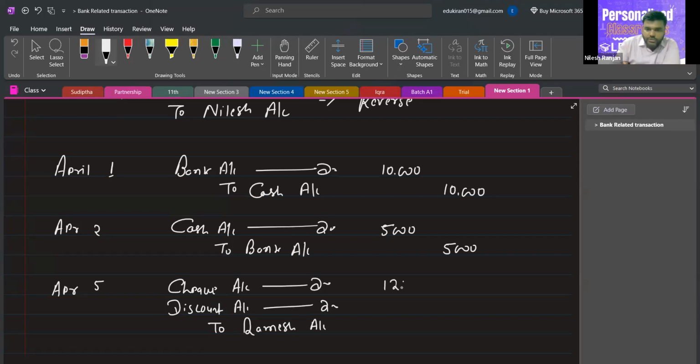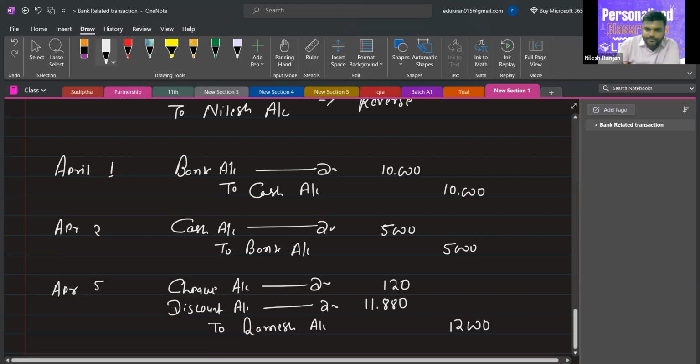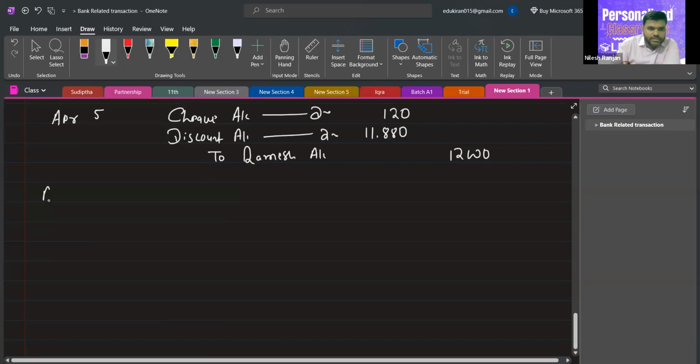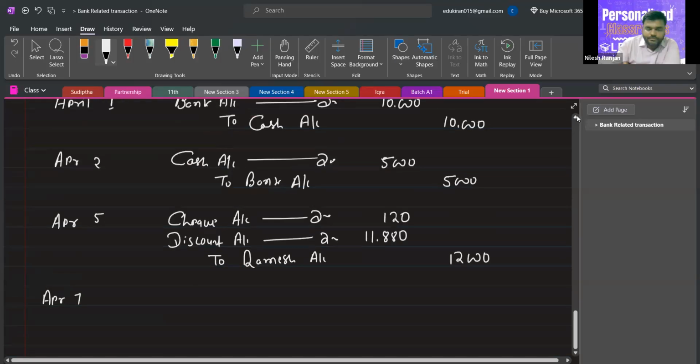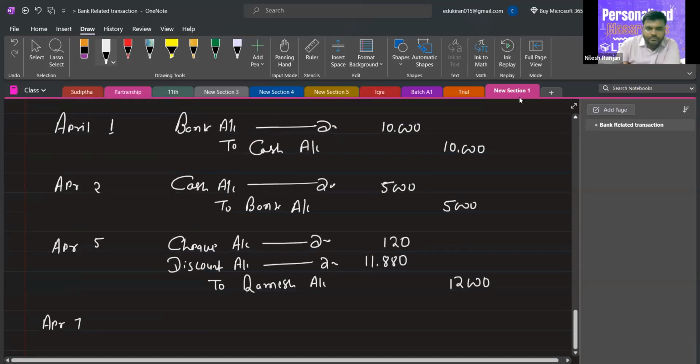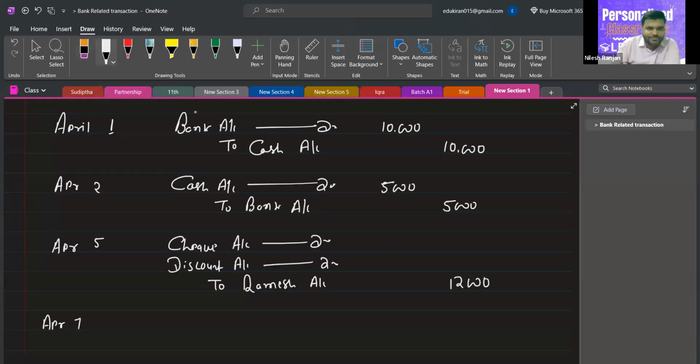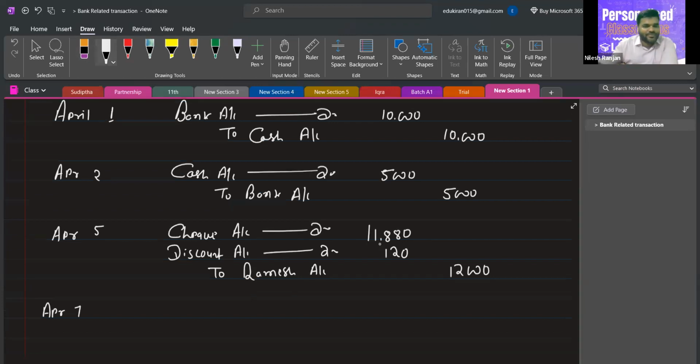So 120 and 12,000. Won't we write 120 on discount account? Yes, sorry, it's a mistake. Thank you for noticing it. Now it's correct.